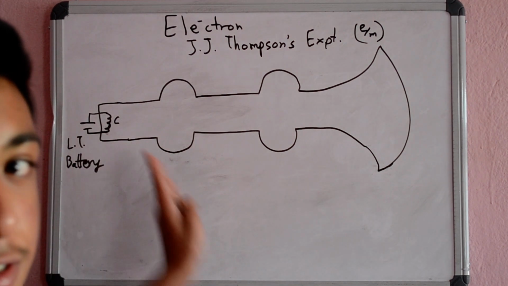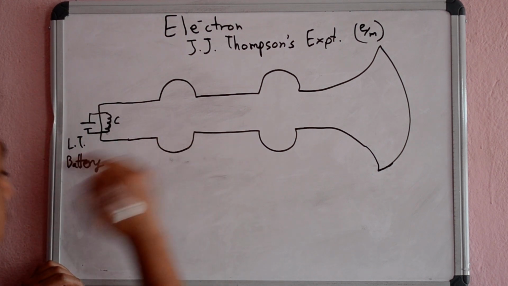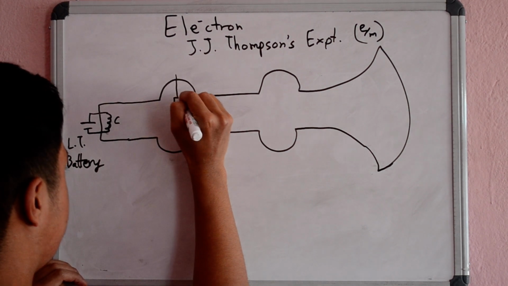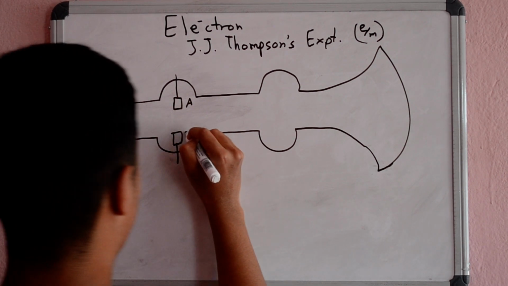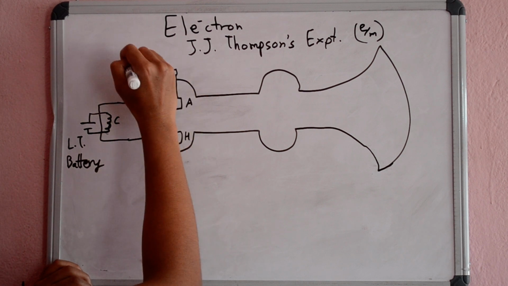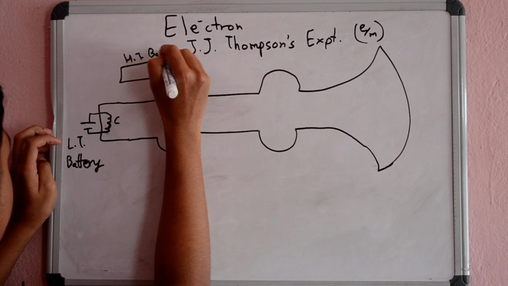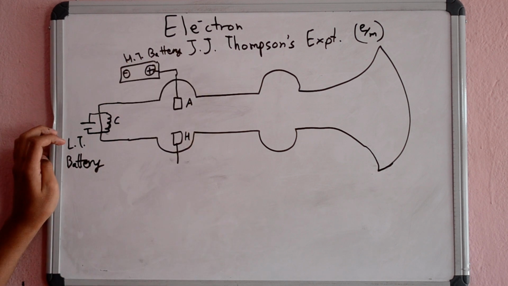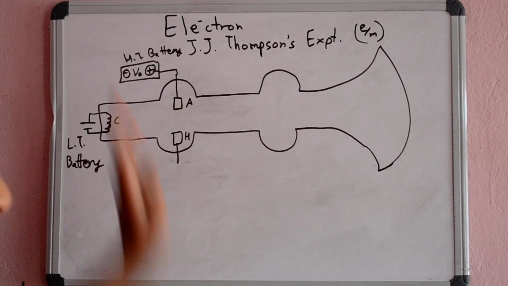Now this is the low tension battery which connects to the filament cathode. And if there is a cathode, there also must be an anode, right? This is the anode, and here is a hole, which I'll explain why there's a hole later. So this anode is connected to the high tension battery. So here we have the low tension battery and the high tension battery. And this is connected to the positive charge, negative charge. And due to this high tension battery, there is a potential difference called V naught.